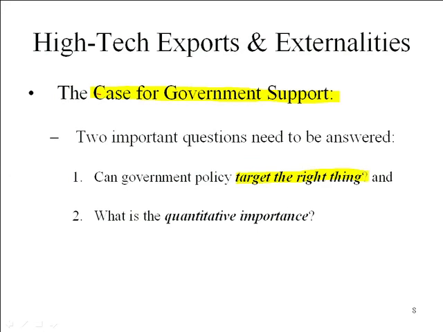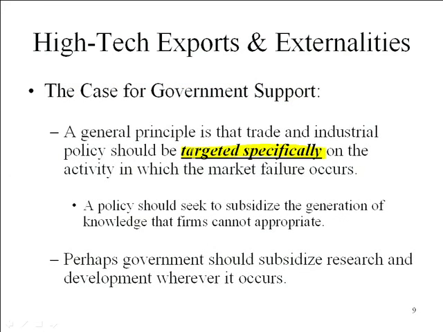So for the first of these, we talked earlier about something called the specificity principle. When you have an issue, you want to target the government policy as directly as you can. So our argument on research and development efforts would say, okay, we want to subsidize research and development efforts only at high-tech firms? Well, then we have to ask ourselves, how do we actually define a high-tech firm?